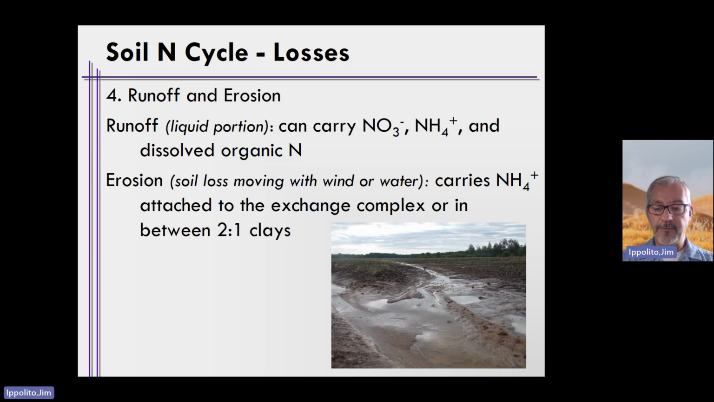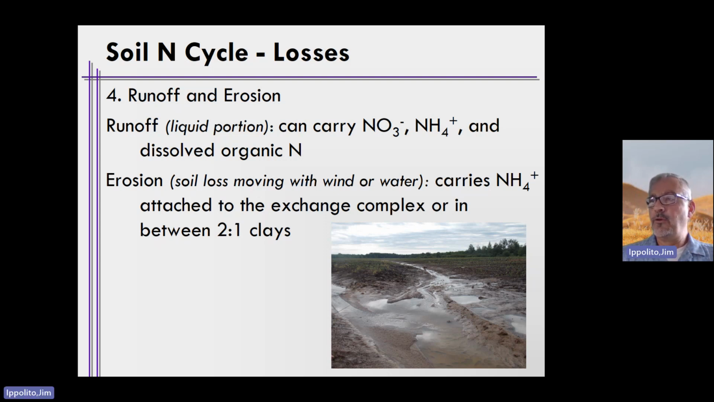We'll talk about phosphorus in the phosphorus unit, but certainly ammonium, because ammonium is positively charged and attracted to CEC sites in soils. Sometimes ammonium is actually captured in between the 2-to-1 clay layers, so that the areas that expand and contract, ammonium can actually move into the interlayer and be trapped there as well.